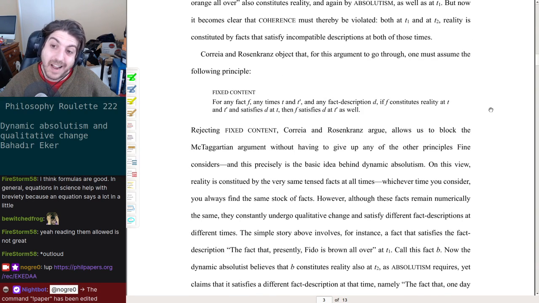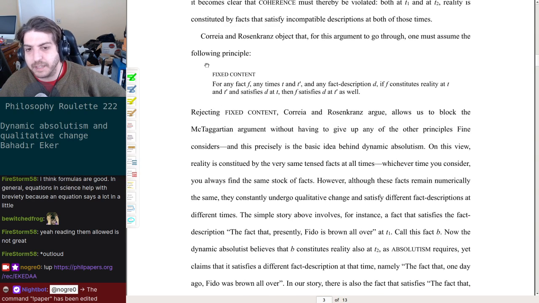But why would any one fact deny any change in the universe? Like fixed content. How would the universe stay fixed? That would be weird. Rejecting fixed content, Correa and Rosenkranz argue, allows us to block the McTaggartian argument without having to give up any of the other principles Feynman considers, and this is precisely the basic idea behind dynamic absolutism.